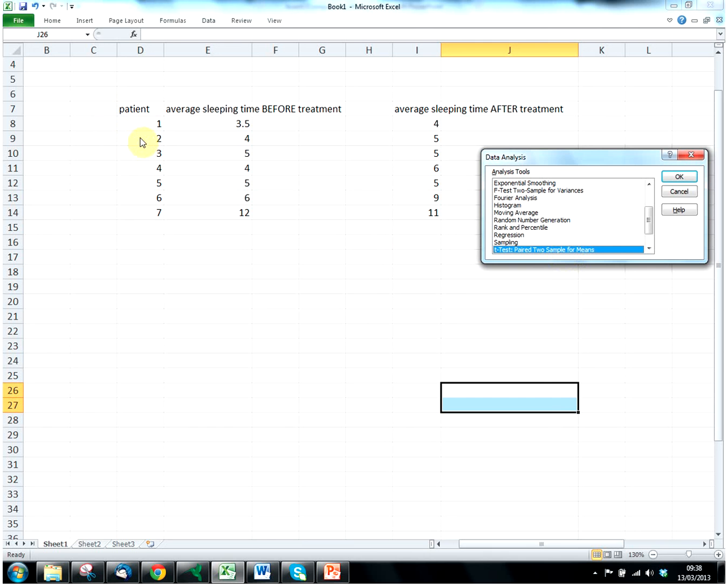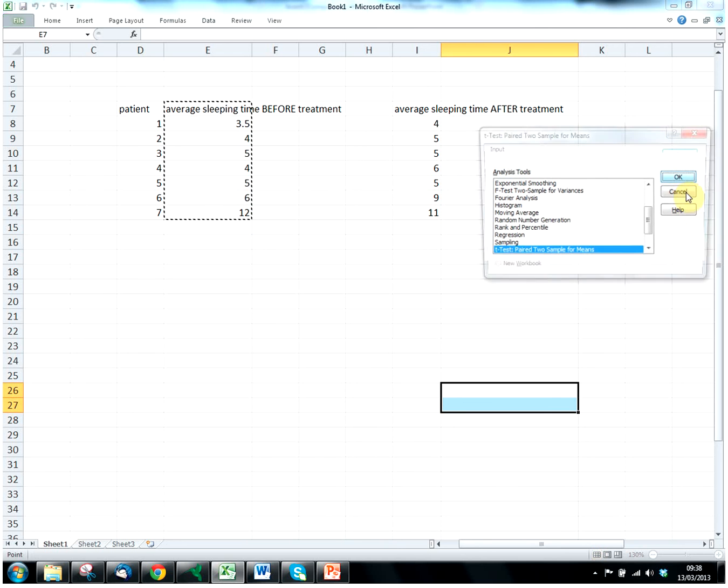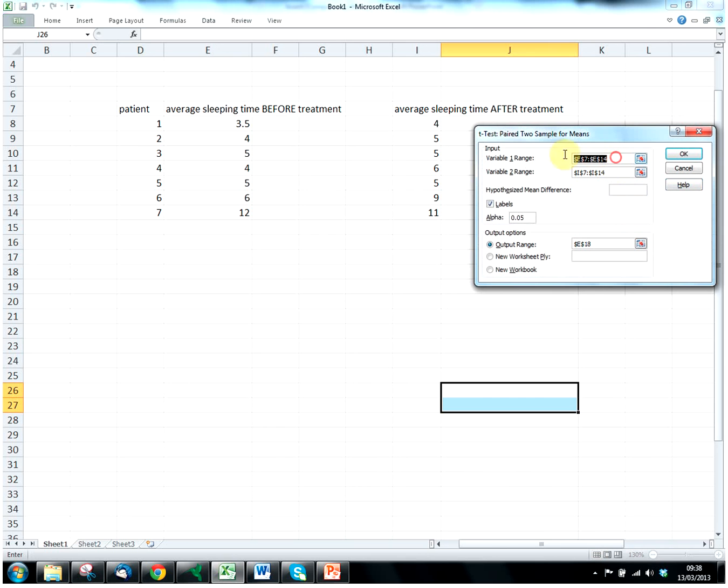It's very important that we are aware that it is the same person that we are looking at. So that's why I've labeled them patient 1 to 7 here. Of course, we need to have the same number of observations before and after, because otherwise it wouldn't work properly. So we just press OK, and now we input our data.